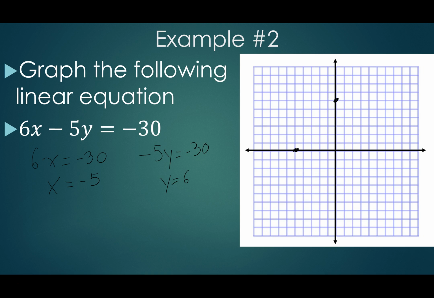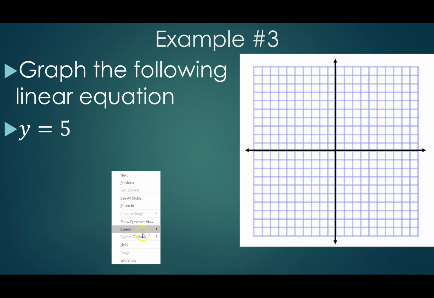and then the y-axis, which is positive 6. Again, you are more than welcome to rewrite this into y equals mx plus b form, which you would have to subtract 6x first and then divide by the negative 5. That's how you would have to solve an equation like that. So again, up to you. I find it easier, though, to work in slope-intercept form.